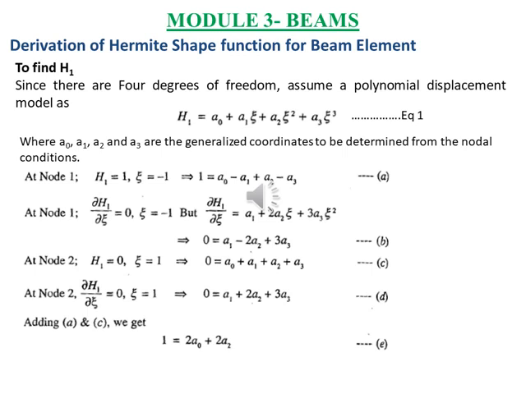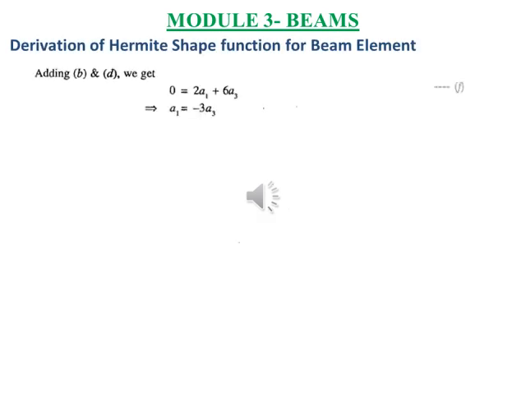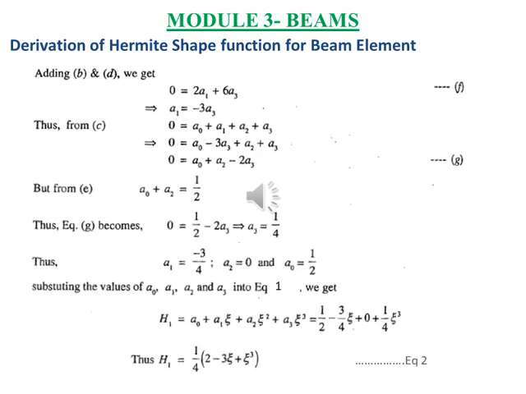So adding equations A and C, we get 1 is equal to 2a0 plus 2a2. So let this be equation number E. Now when we add equations B and D, addition of equations B and D we shall see in the next slide. So adding equations B and D, we get 0 is equal to 2a1 plus 6a3. So let this be equation F.